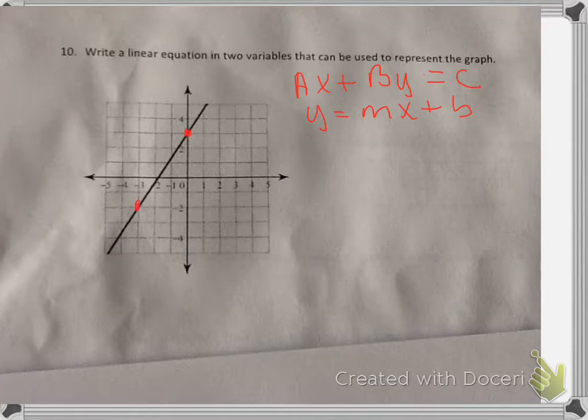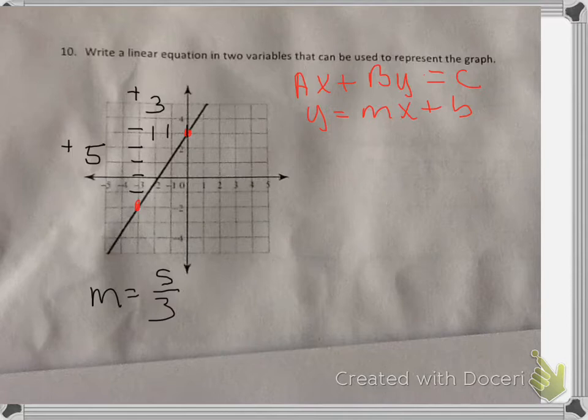Alright, so let's do rise over run first. I'm going to go up 1, 2, 3, 4, 5. So I went up 5, and I'm going over 1, 2, 3. So I went to the right 3. Since I went to the right as a positive, and since I went up as a positive, my slope is 5/3.